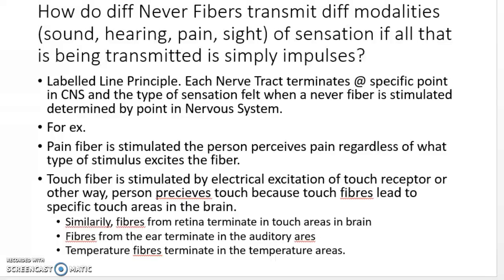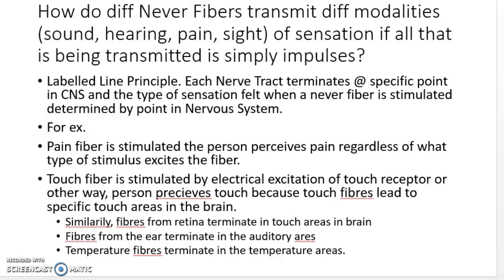So for example, like I said, a pain fiber can be stimulated regardless of what type of stimulus excites the fiber. And likewise, a touch fiber is going to be stimulated regardless of whatever type of stimulus is involved. Whether by electrical excitation of the touch receptor or otherwise, the person perceives touch because the touch fiber leads to specific touch areas in the brain. Similarly, fibers in the retina of the eye terminate in the vision areas of the brain, fibers of the ear terminate in the auditory areas, and the temperature fibers terminate in the temperature areas of the brain.